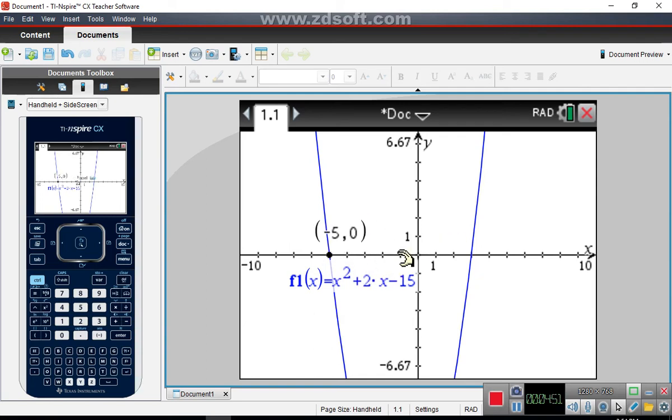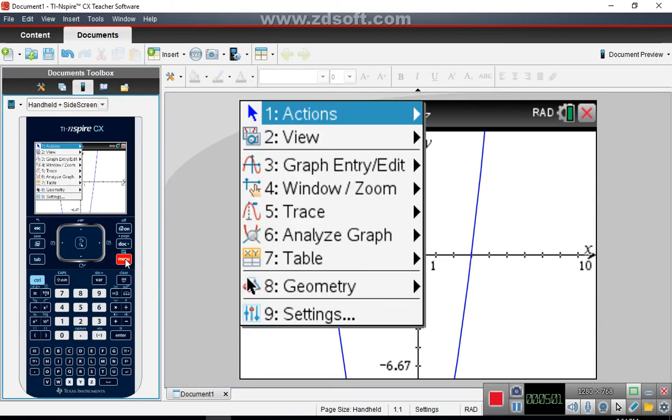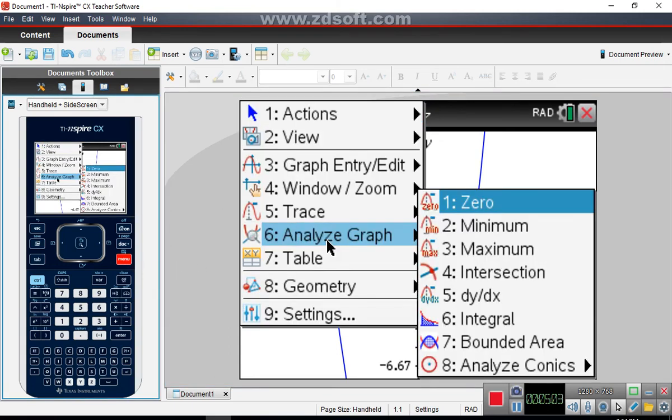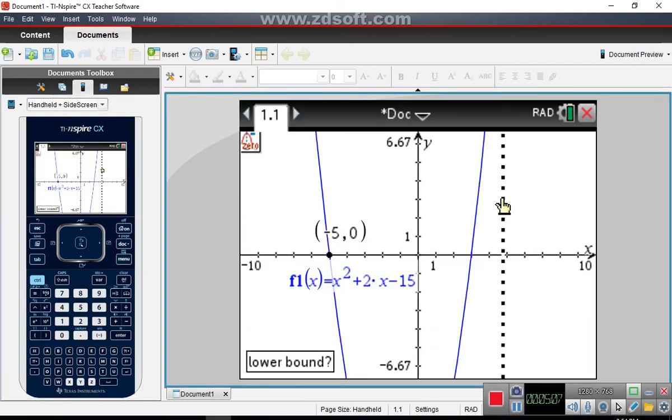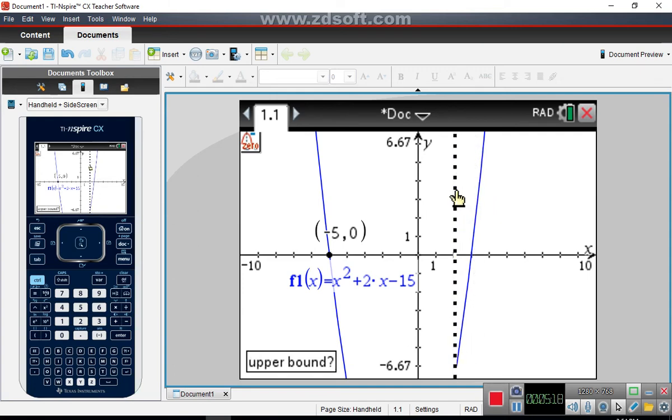We already counted that over, but I'm just saying this is another way in case our x-intercept happens to be in between integers. So I'm going to do the next one. I'm going to go over to Menu. From Menu, I'm going to select Analyze Graph, and then I'm going to select Zero again. And you see that we have this vertical line, and the calculator is asking us for a lower bound. I'm going to find some value to the left of my x-intercept.